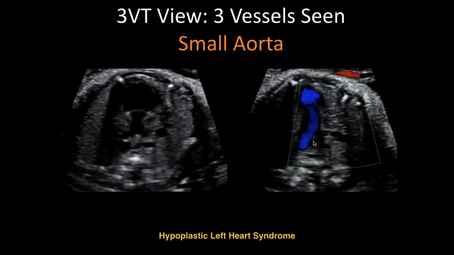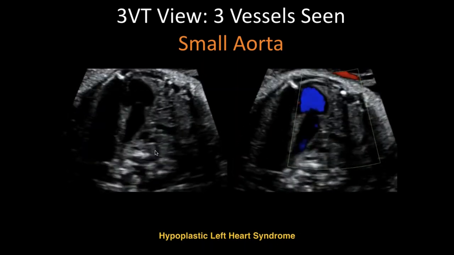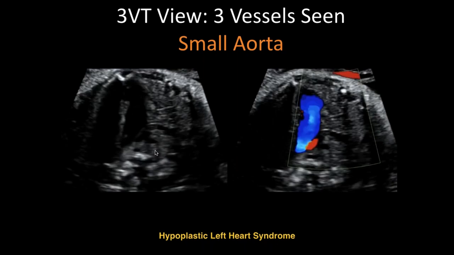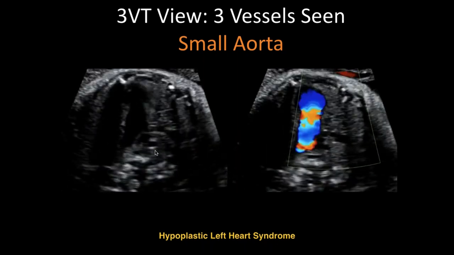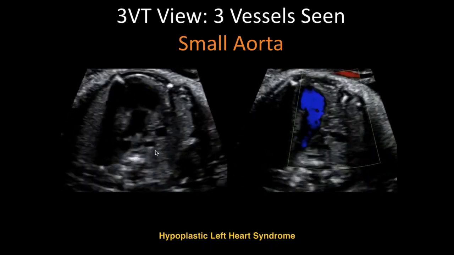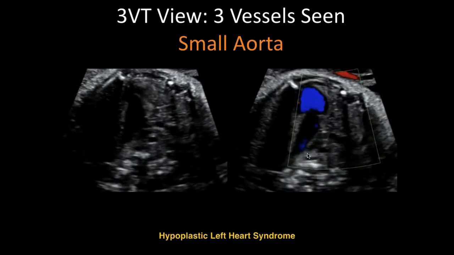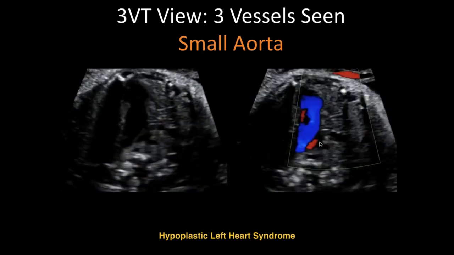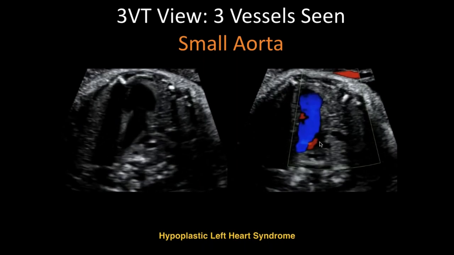Many times the grayscale image does not allow you to see the vessel, especially with severe narrowing of the aorta or the aortic arch. The color Doppler is very helpful because it often shows you retrograde flow in that vessel you're looking at.